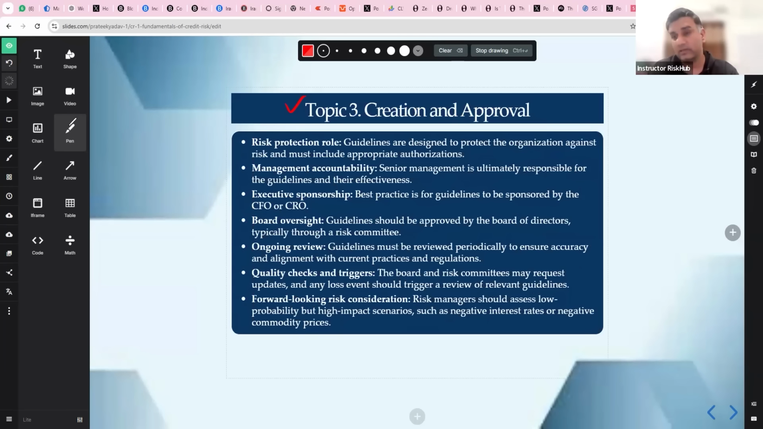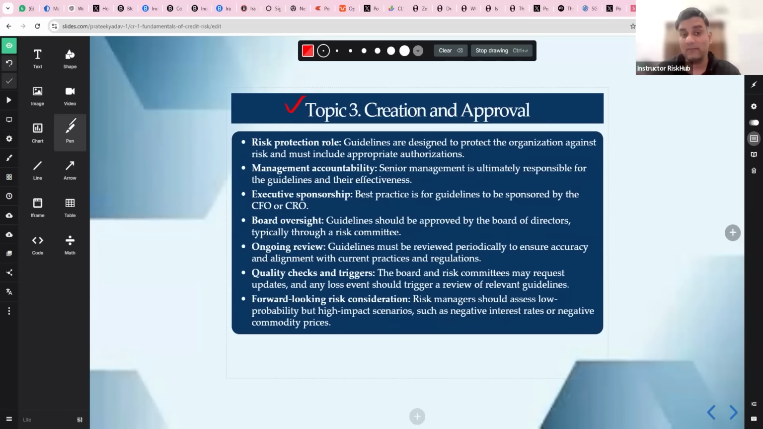Again, we go deeper into accountability. There's a risk protection role. Guidelines are not your paperwork. They are designed to protect your capital. Every policy must reduce your probability of catastrophic loss. This connects to your tail risk, to stress testing and extreme event analysis.